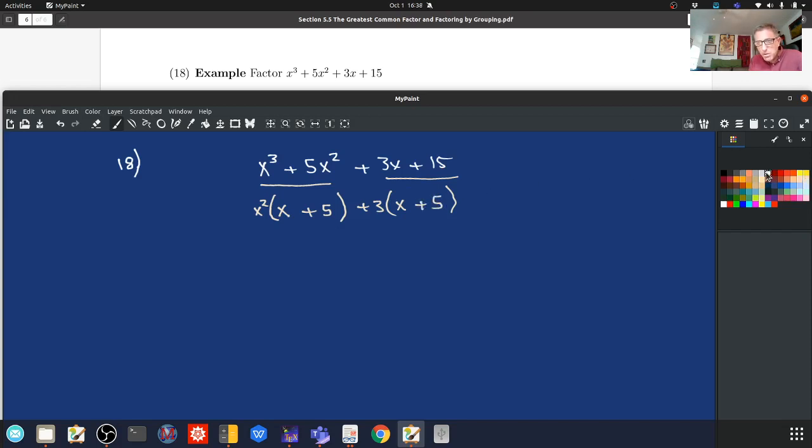So lo and behold, I've reduced it now to 2 terms, but these 2 terms share a common factor of x plus 5. So I pull out the x plus 5. x squared times x plus 5 divided by x plus 5 leaves me an x squared. 3 times x plus 5 divided by x plus 5 leaves me a 3. So again, I went from a sum of 4 terms to a product of 2.